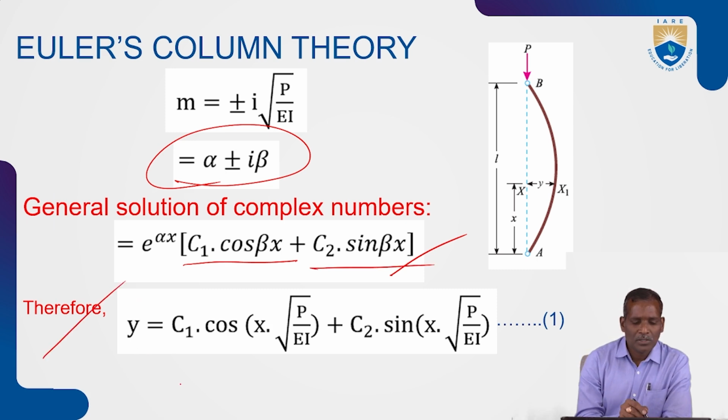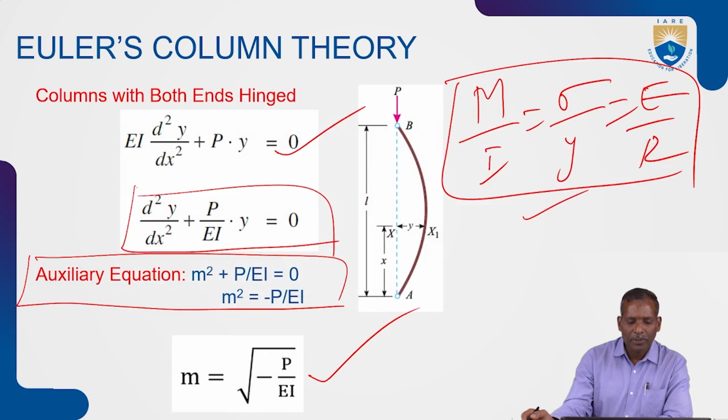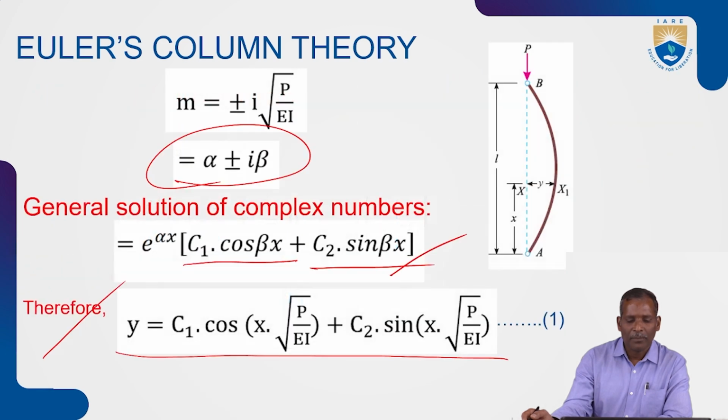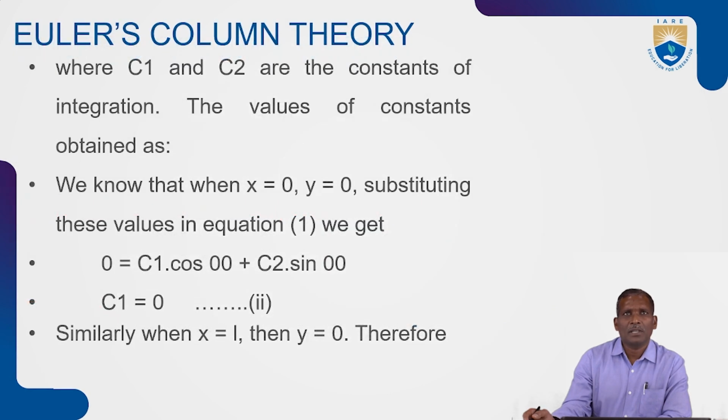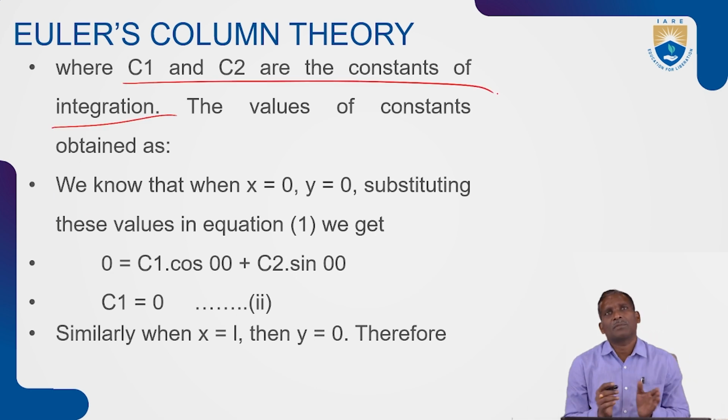Therefore y is equal to c1 into cos beta x plus c2 into sin beta x. Here root of P by EI is beta, where m is equal to alpha plus or minus i beta, and C1 and C2 are the constants of integration. You have to calculate C1 and C2 by using boundary conditions.